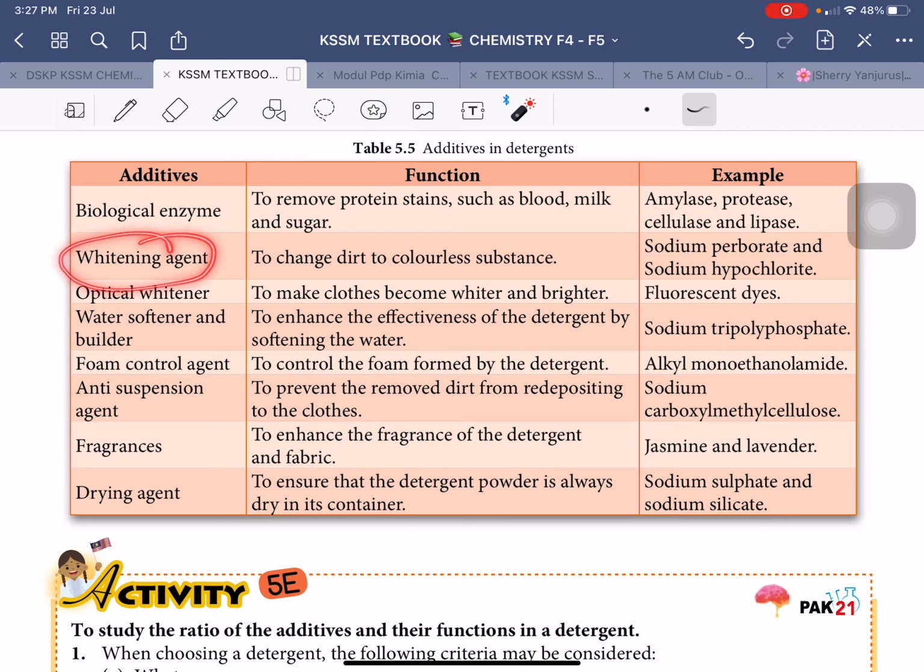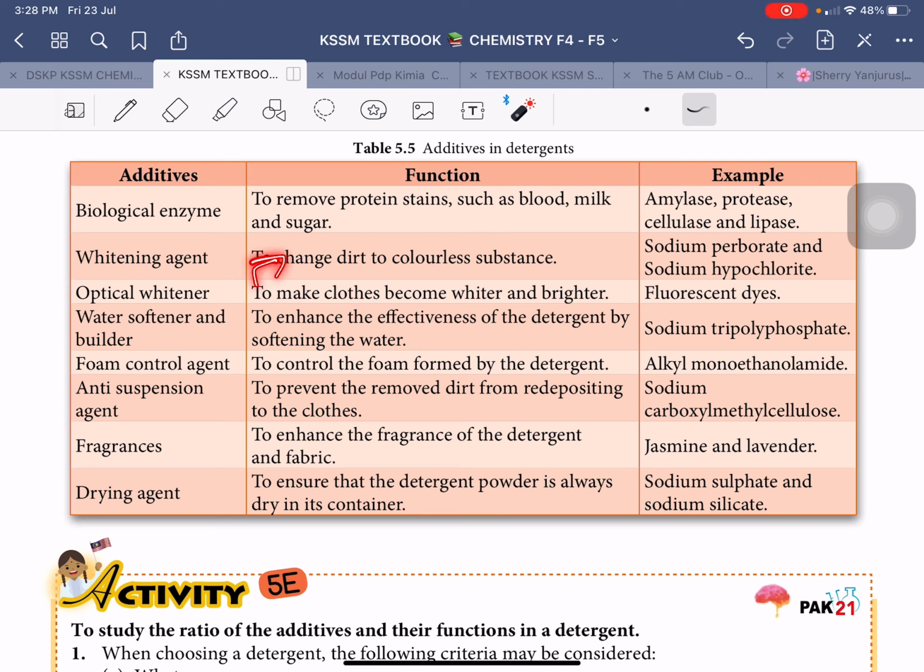Next, whitening agent. Ini kamu tahulah, macam Clorox. Whitening agent, to change dirt to colorless substance. Dirt contohnya warna biru kah, warna brown kah, you can change to colorless one. Contoh sodium perborate and sodium hypochlorite. Ingat setiap kamu punya Clorox tu because ada sodium hypochlorite. Optical whitener pun sama juga, asal ada perkataan white ni memang to make the clothes become whiter and brighter. Whiter and brighter. Colorless substance.